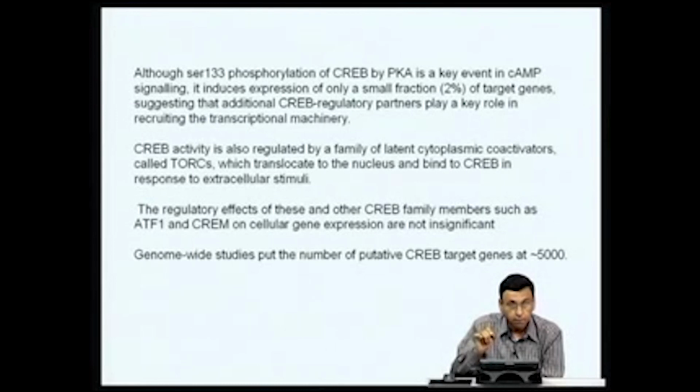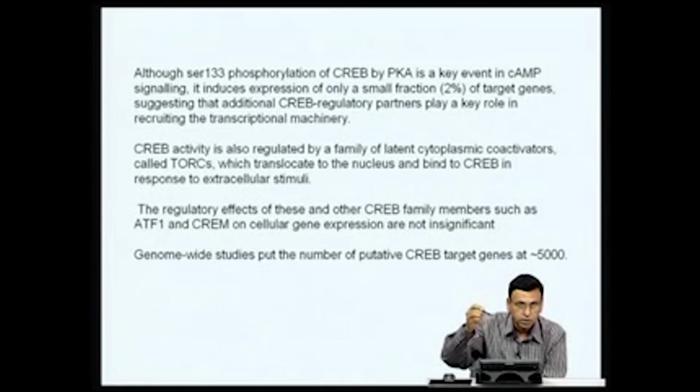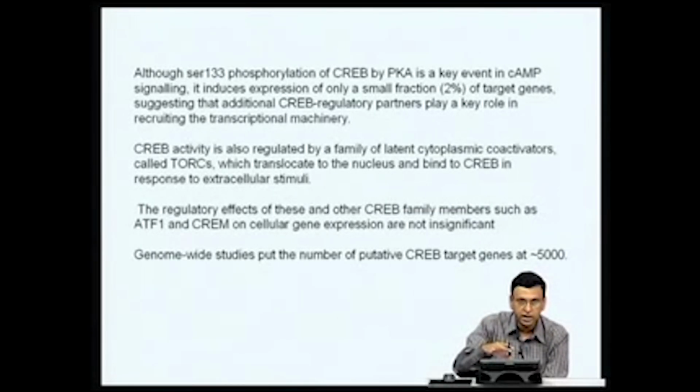So, remember, although I have been focusing time and again that phosphorylation of serine 133 by PKA is a primary event in the cyclic AMP signaling pathway leading to gene activation, there are many other events associated with this gene activation, which also play a very important role in the gene activation of cyclic AMP responsive genes.